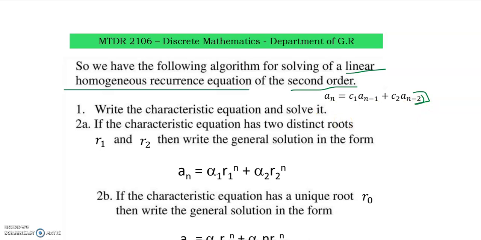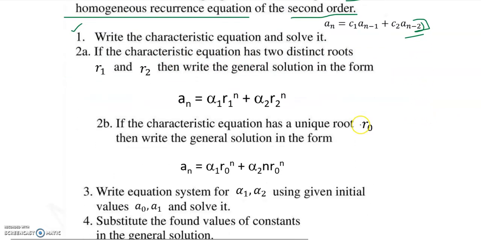Now how to solve this? We have the procedure. First, we have to write the characteristic equation of this relation and then solve that characteristic equation to find the roots. That characteristic equation definitely will give 2 roots, because here the degree is 2. Now we have 2 possibilities.